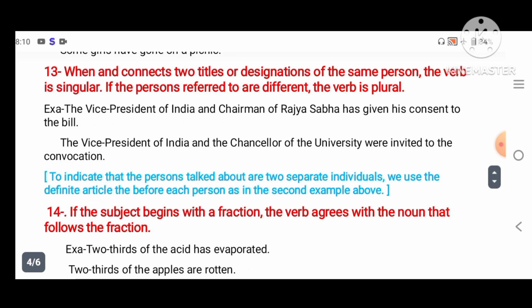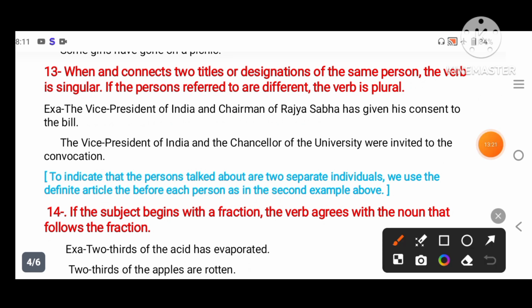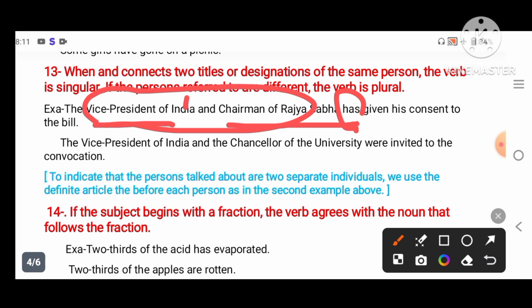Okay, when and connects two titles or designations of the same person, the verb is singular. If the persons are different, the verb will be plural. Here the designations are two but the person is one, so we take the singular verb. But if the designations are different and the persons are different, we take the plural verb. The Vice President of India and the Chairman of Rajya Sabha has these two posts, but it is one single person. So we use a singular verb. The Vice President of India and the Chancellor of the University are two different persons. So we will use a plural verb.